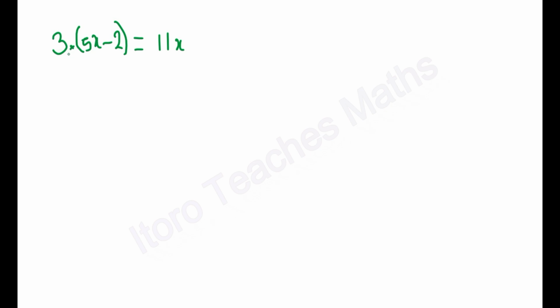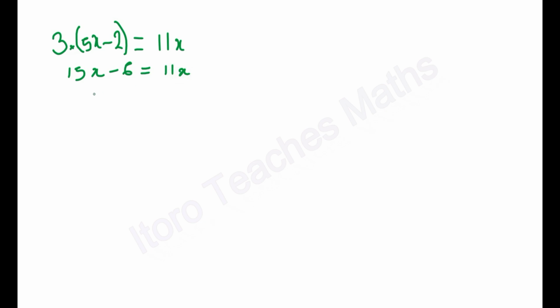So we need to take the 3 and multiply it with everything inside. So 3 times 5x will give us 15x. And then we're going to say 3 times minus 2 is going to be minus 6. And that is equal to 11x.